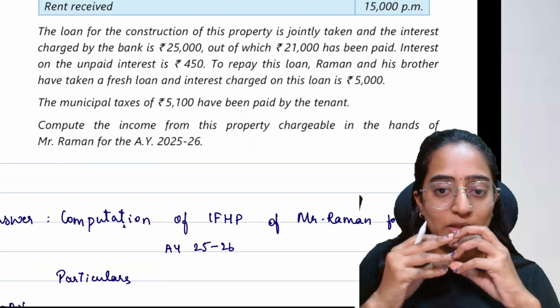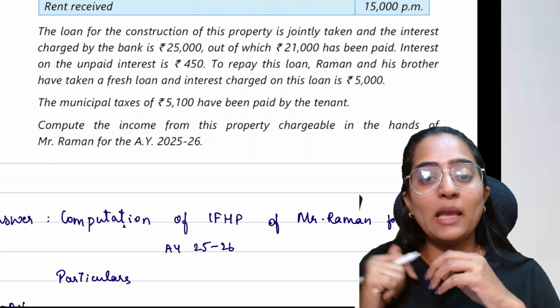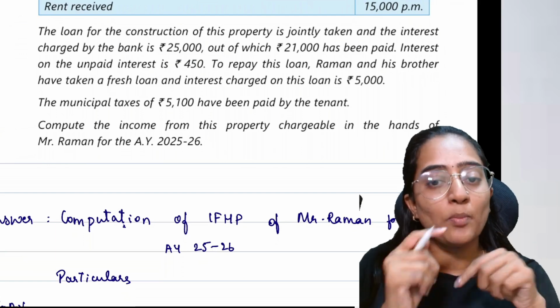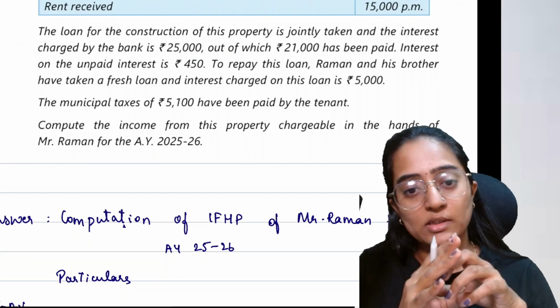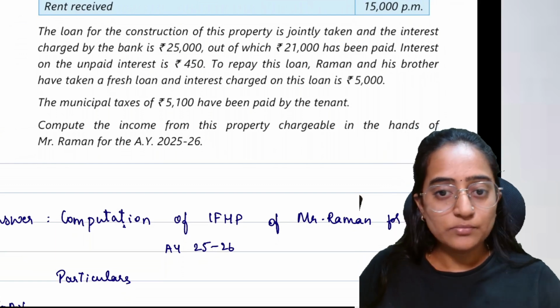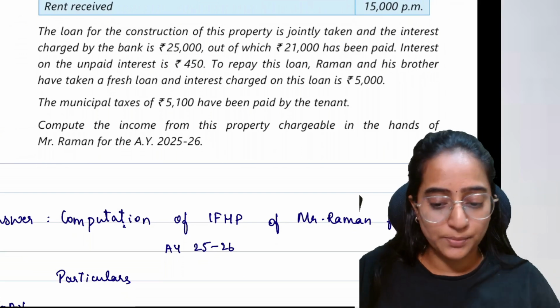So now whatever the interest which I end up paying for bank B, that will also be considered or added to my interest on borrowed capital, which will be allowed under section 24B. I hope this is understood.